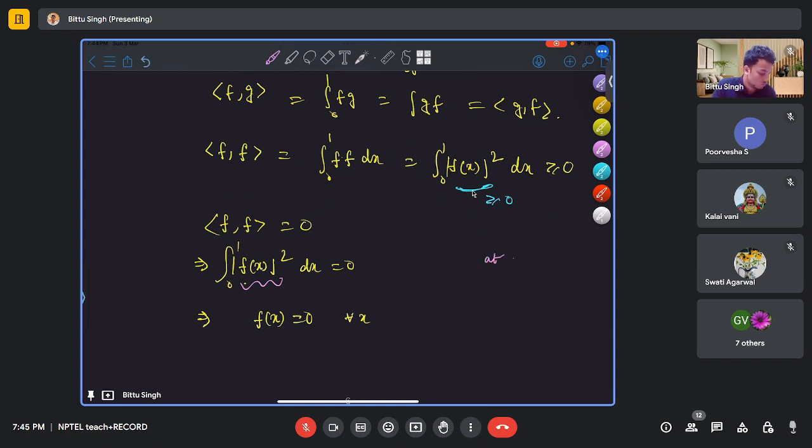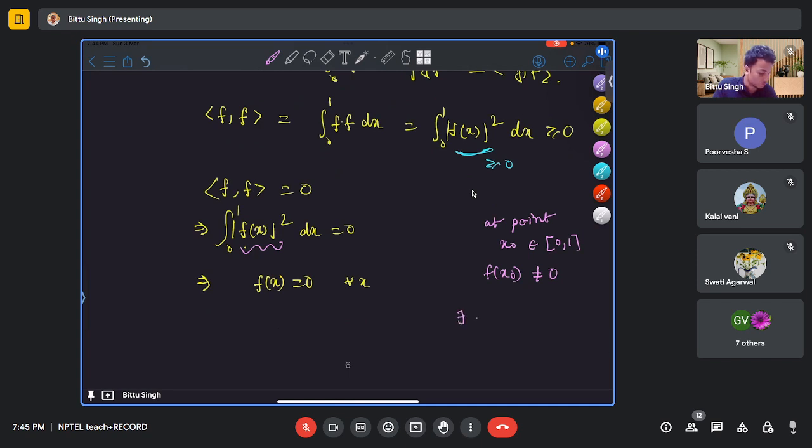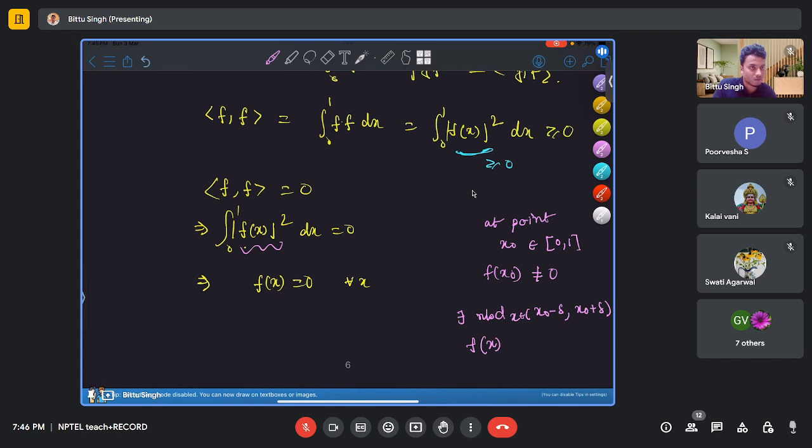suppose at a point x0 belongs to [0, 1], f(x0) is non-negative, so f(x0) is not equal to 0, then there exists a neighborhood. By continuity, there exists a neighborhood (x0 minus delta, x0 plus delta), for which, if x belongs to this neighborhood, f(x) is non-zero.